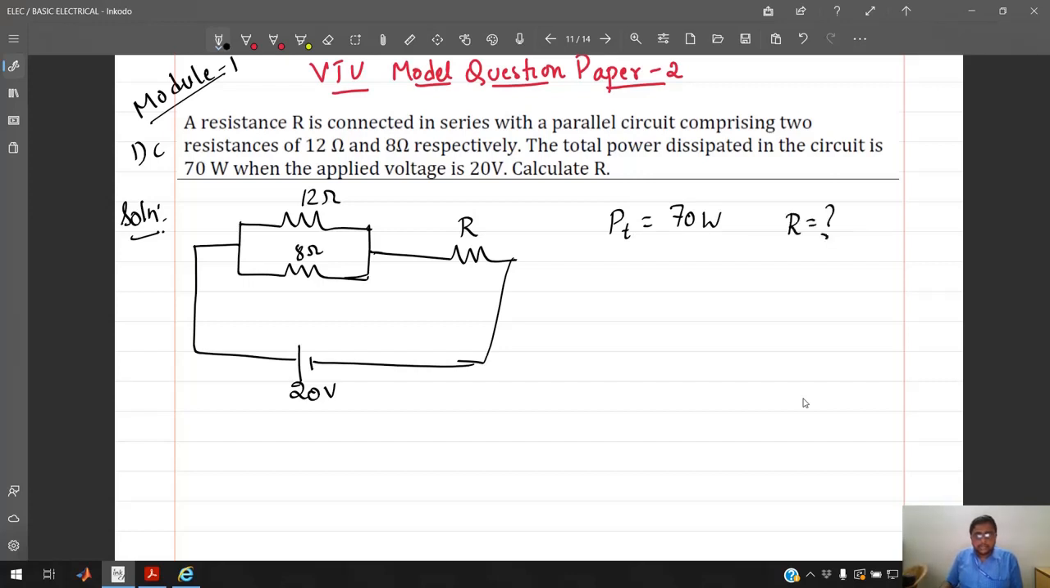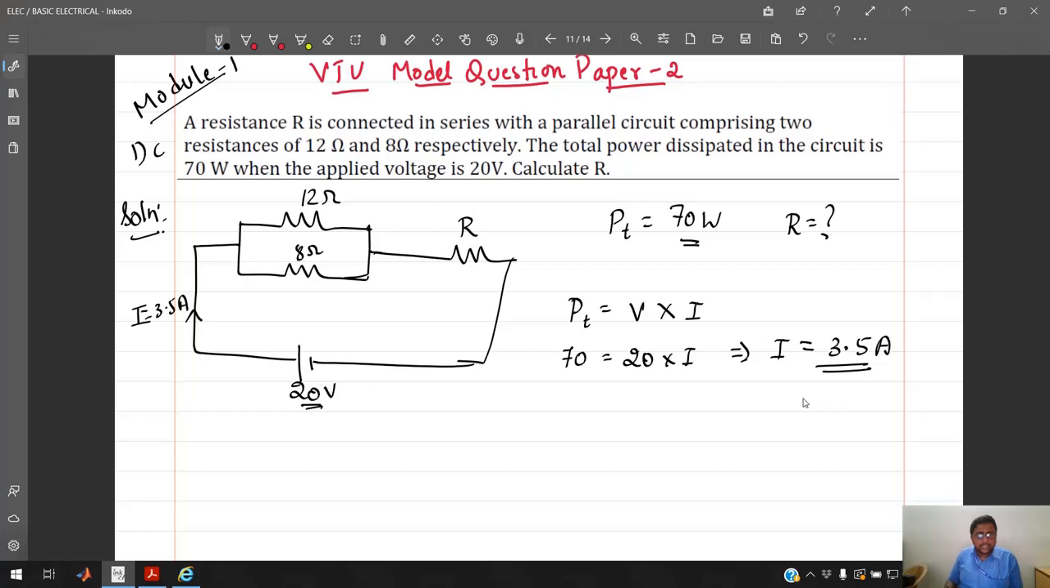Now you have the total power of 70 watts and the supply voltage of 20 volts, so you can easily calculate the main current I. You know that total power is equal to the supply voltage into the supply current. So total power dissipated is 70 = 20 into I. That implies I will be equal to 70 by 20. You will get it as 3.5 amperes. So you got the main current as 3.5.